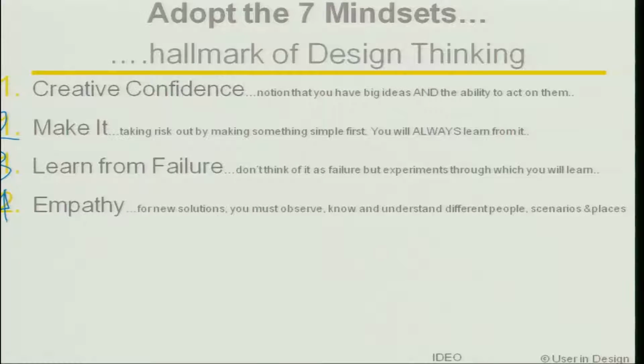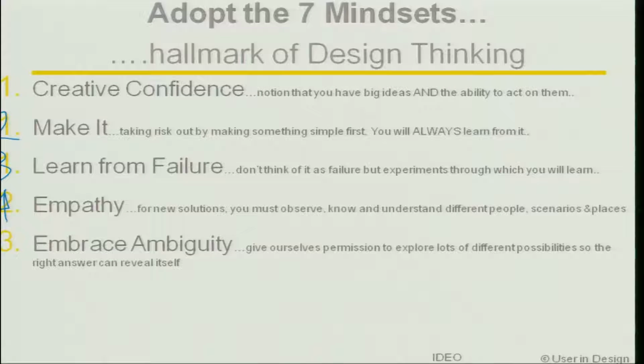Empathy. For new solutions, you must observe, know, and understand people. So we covered this already in the last section about how important it is for you to wear that empathy hat and then be going out and interacting with your users. Okay? Speaking with them, observing them, feeling their pain, and coming back to take those as insights for design.